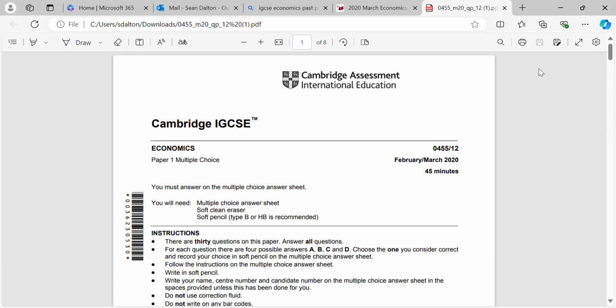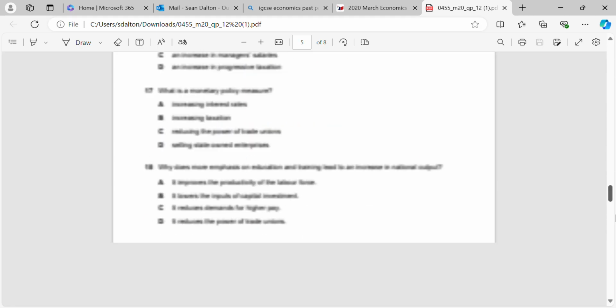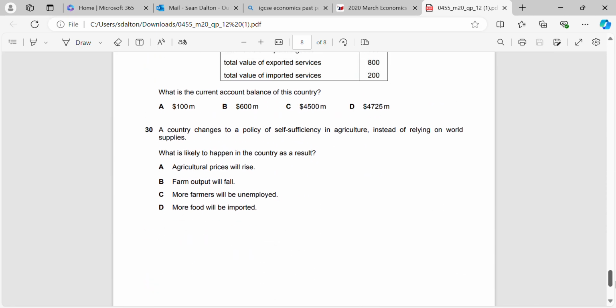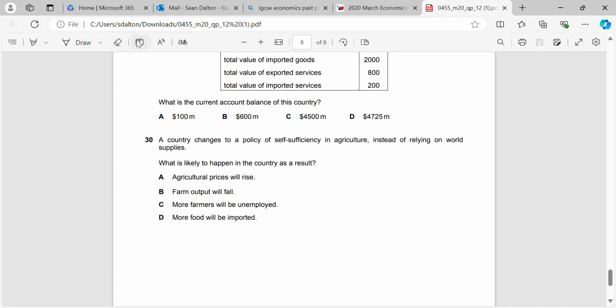Okay, so today we're going through February-March 2020, question paper 12. We'll start at the bottom. A country changes to a policy of self-sufficiency in agriculture. What is that? That's subsistence farming instead of relying on world supplies. What is likely to happen as a result?